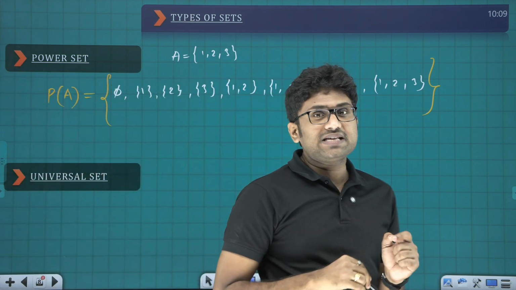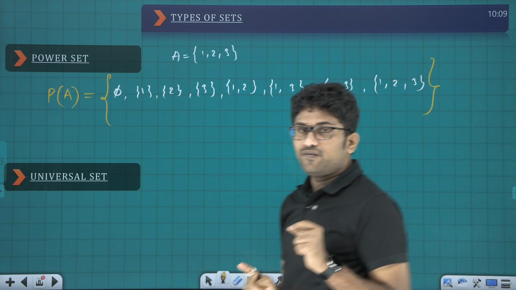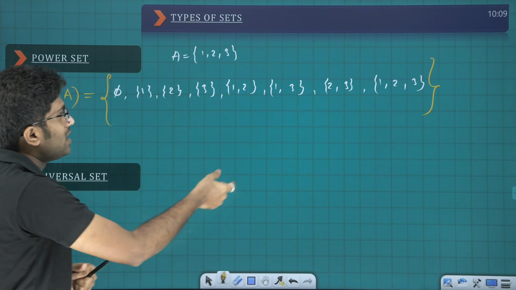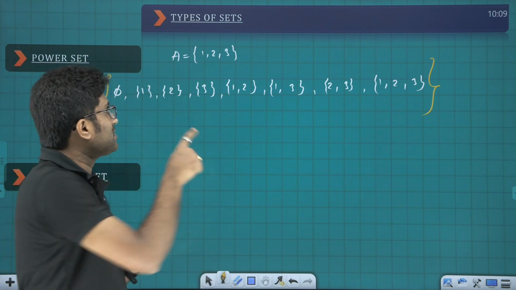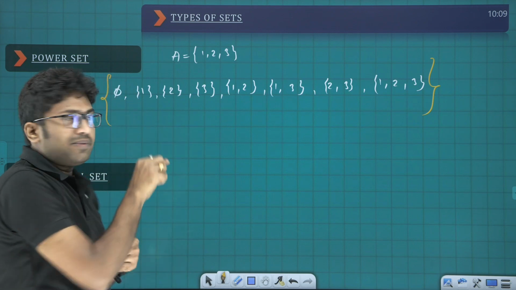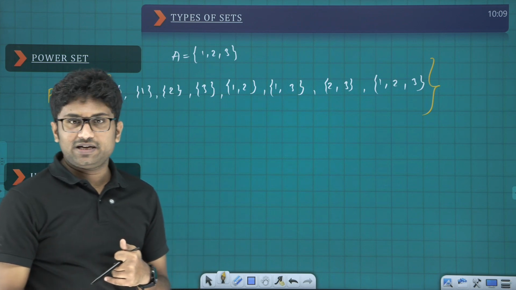So if capital A is any set, its power set is denoted as P of A, friends. P of capital A means the power set of A, which includes all the subsets of the given set. What are all the elements of P of A? All the subsets of capital A.